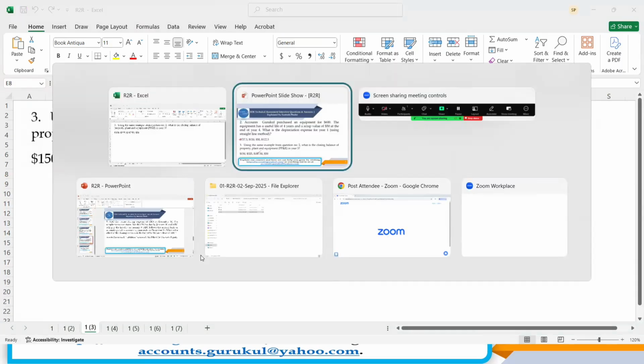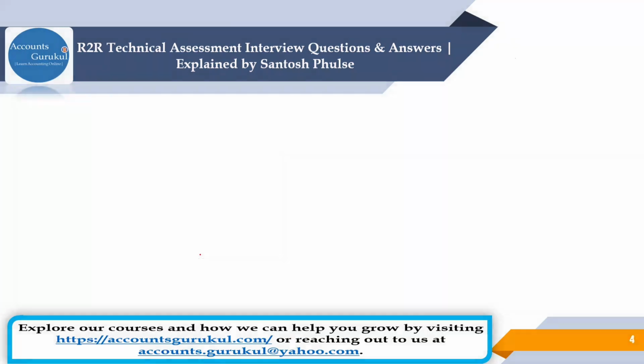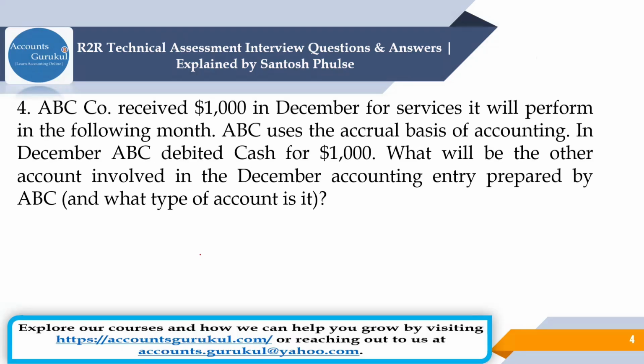Now, the fourth one. ABC company received 1000 in December for services it will perform in the following month. So it means the service is yet to deliver, yet to perform, but still we received amount in the month of December itself. ABC used the accrual basis of accounting.